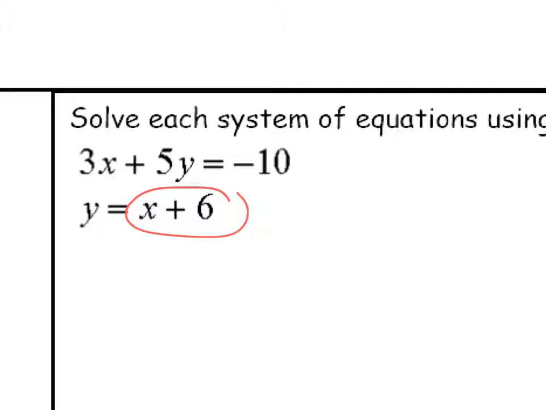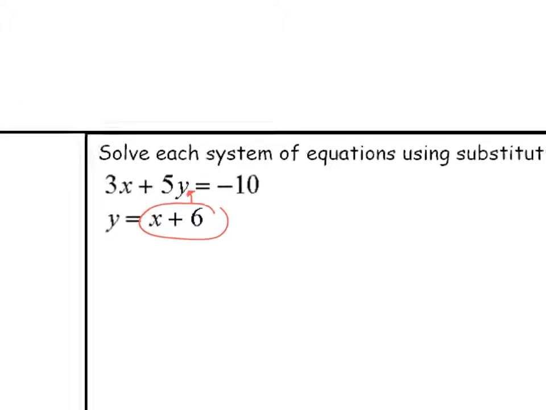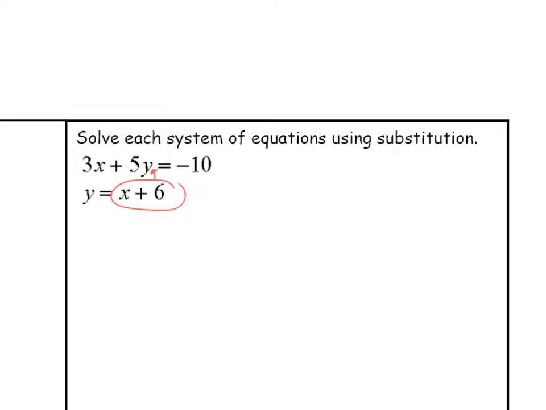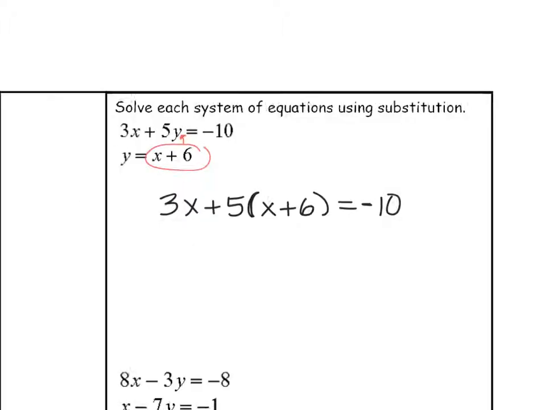Now y is equal to x plus 6. So I'm going to take that and put it where I see a y, into the other equation. So 3x plus 5y. No, not 5y. Now it's 5x plus 6, because y was equal to x plus 6, and that's all equal to negative 10. Go ahead and solve that out.